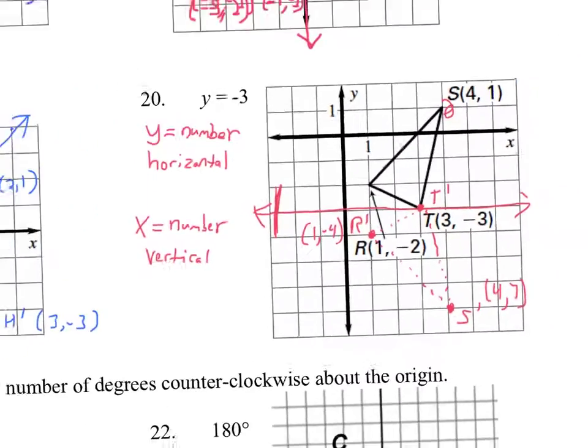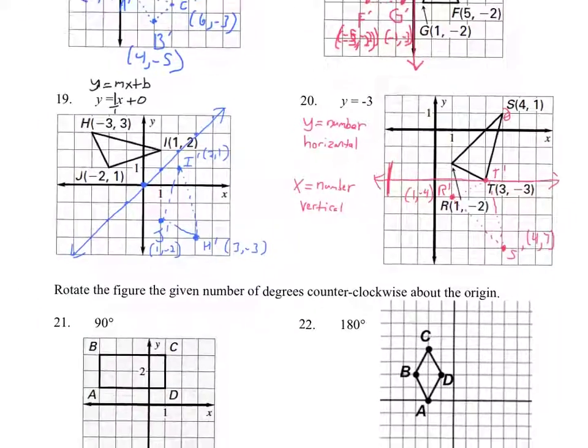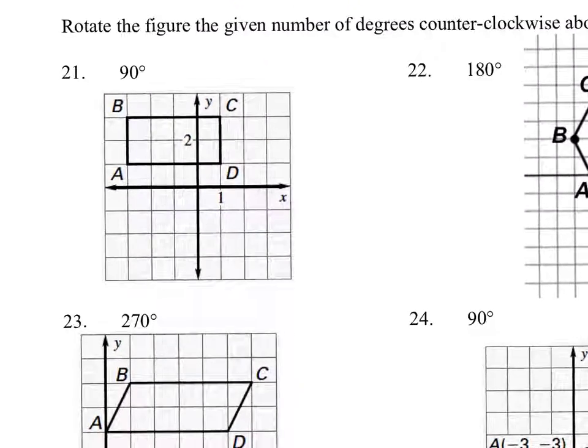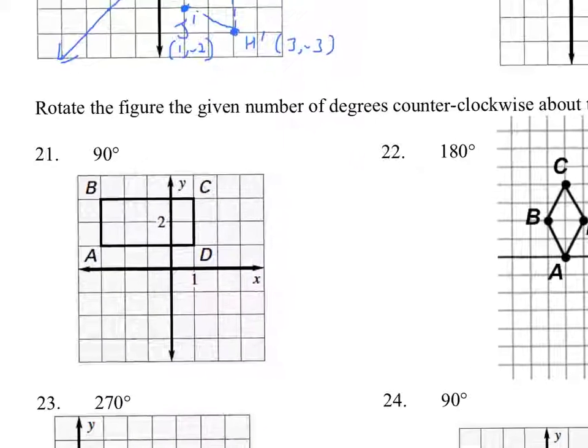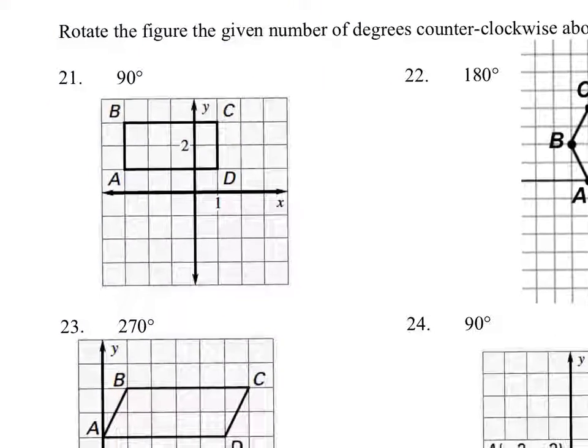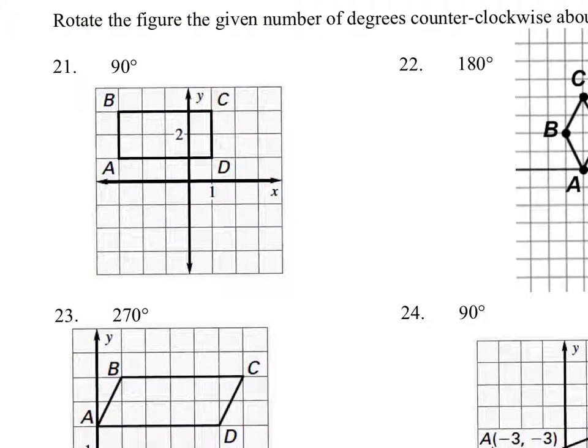That's totally fine. Okay, the next type of transformation that we studied was rotations. And here it says in the directions, rotate the figure the given number of degrees counterclockwise about the origin. And unless you're told otherwise, we pretty much always rotate counterclockwise. That's just the convention. So we learned a number of ways how to do this. And rotating about the origin is a little bit easier than picking another point to rotate around.